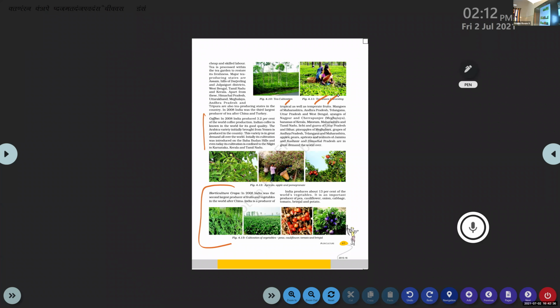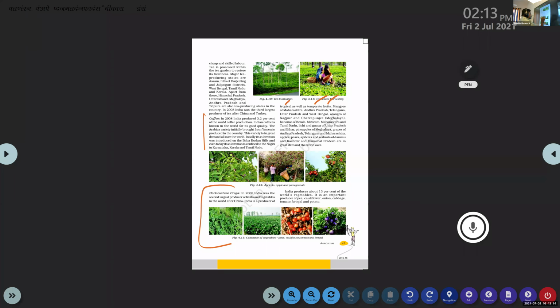Okay. So what are those fruits? Tropical in the sense it's closer to the tropical region or the equator. So such kinds of fruits are growing in India. Mangoes of Maharashtra, Andhra Pradesh, Telangana, Uttar Pradesh and West Bengal. Oranges of Nagpur and Cherrapunji, Meghalaya. Bananas of Kerala, Mizoram, Maharashtra and Tamil Nadu. Litchi and guava of Uttar Pradesh and Bihar. Pineapples of Meghalaya. Grapes of Andhra Pradesh, Telangana and Maharashtra. Apples, pears, apricots and walnuts of Jammu and Kashmir and Himachal Pradesh are in great demand the world over.